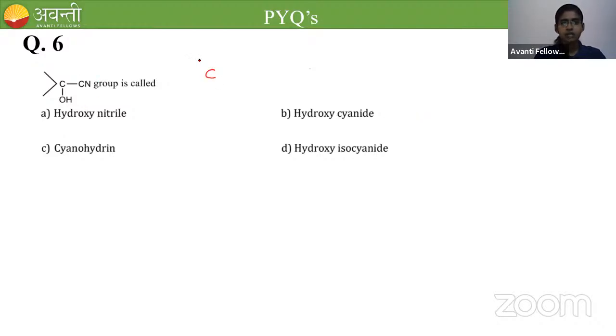So we are having a carbon, and to the carbon, two alkyl groups are attached. On one other side we are having CN, and on the fourth side we are having OH. So what is the name of this group? Tell me whether it is hydroxynitrile, hydroxycyanide, cyanohydrin, or hydroxyisocyanide.